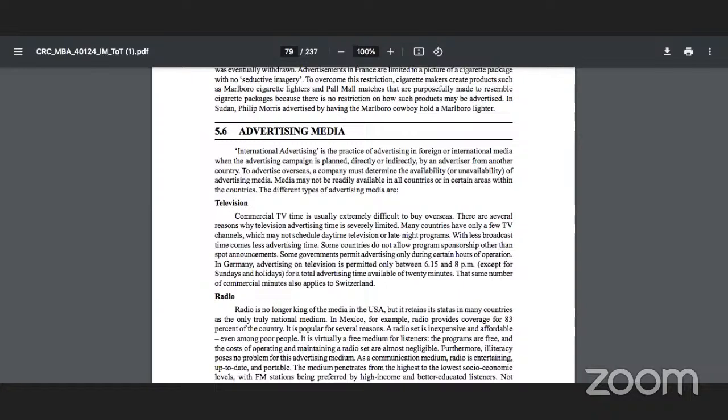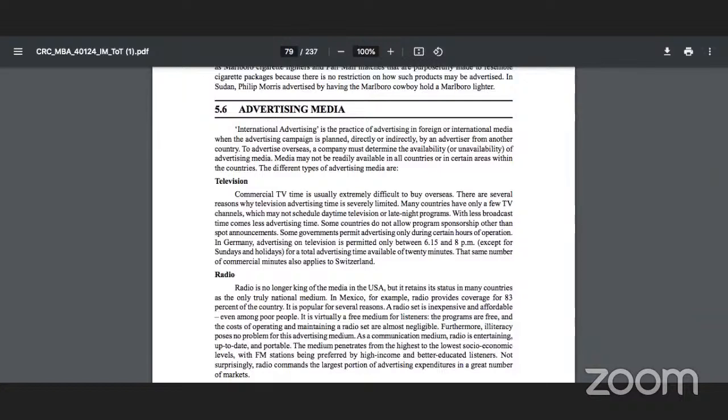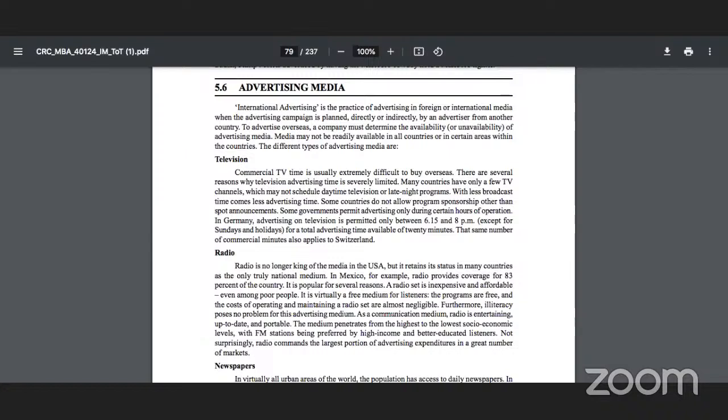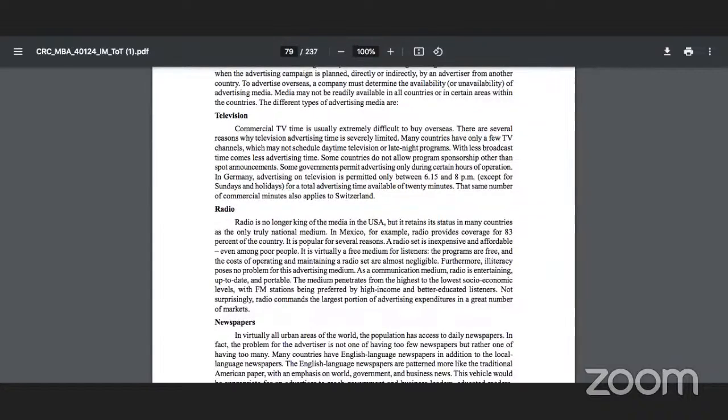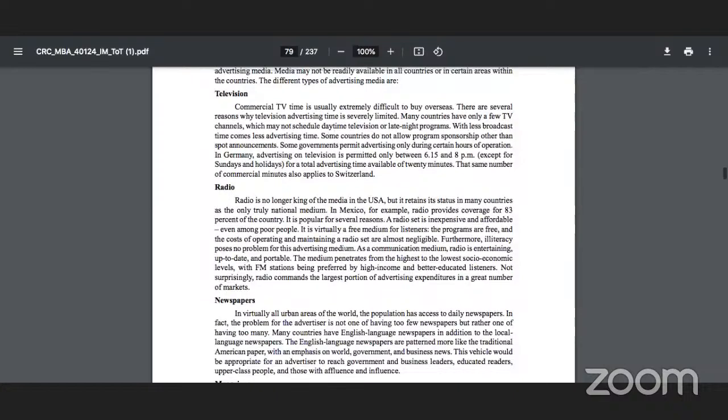However, advertising media, when you're talking in terms of international advertising, is the practice of advertising in foreign or international media when the advertising campaign is planned directly or indirectly by an advertiser from another country. So, to advertise overseas, a company must determine the availability or unavailability of advertising media. Now, the different types of advertising media are, number one, television. Commercial TV time is usually extremely difficult to buy overseas. Why? Because it's not only very expensive, but it is also very competitive.